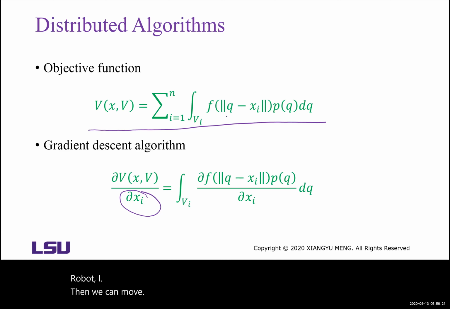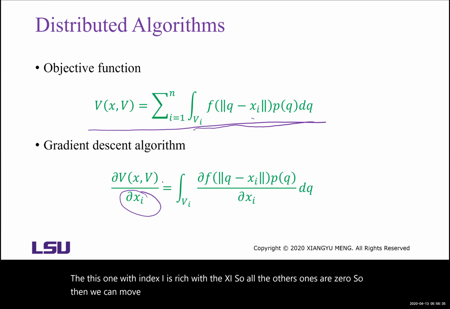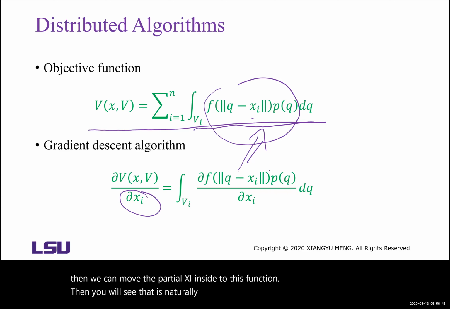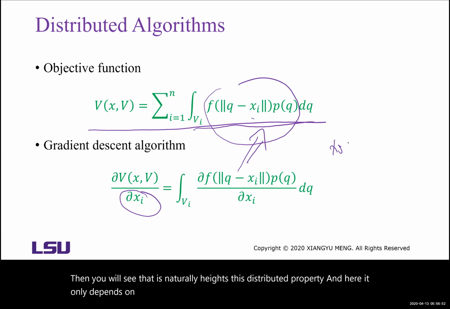Because only this one with index i is related to the xi, all the other ones are 0. So then we can move the partial xi inside to this function. Then you will see that it naturally has this distributed property. And here it only depends on the agent's location xi and its neighbors.